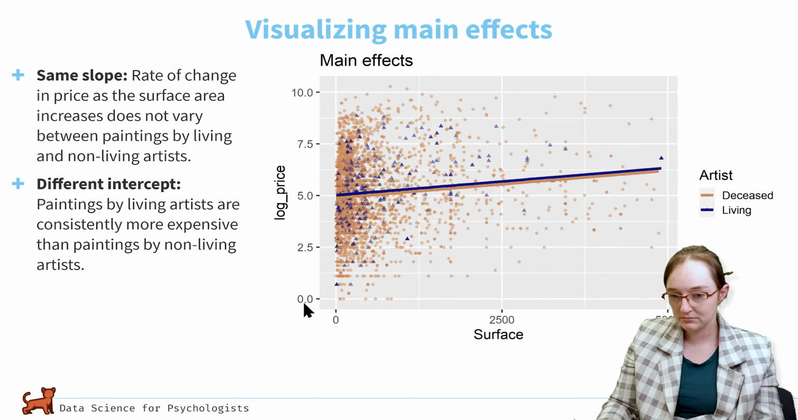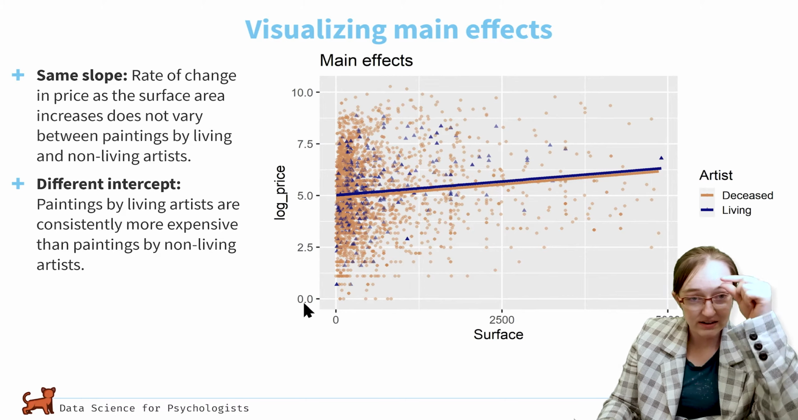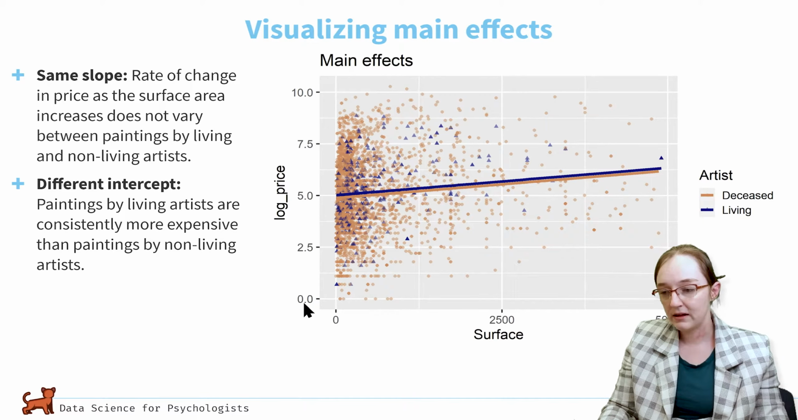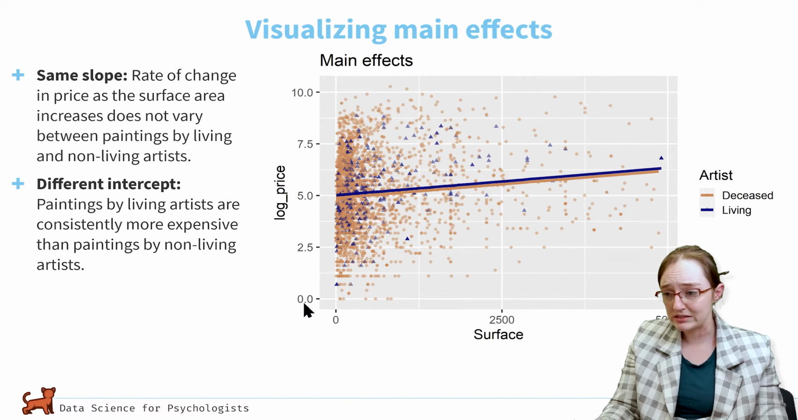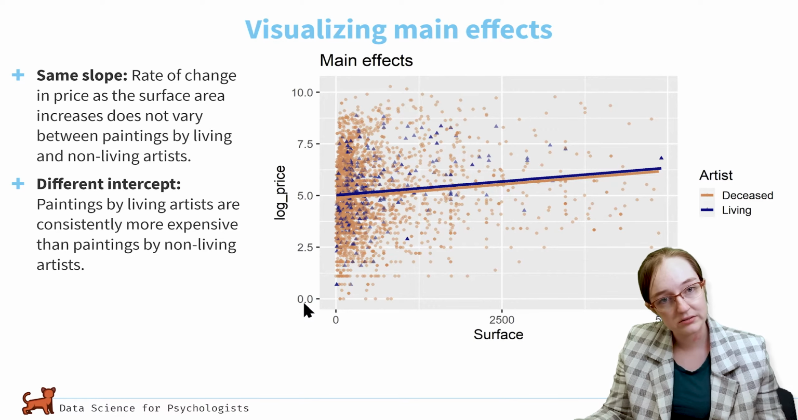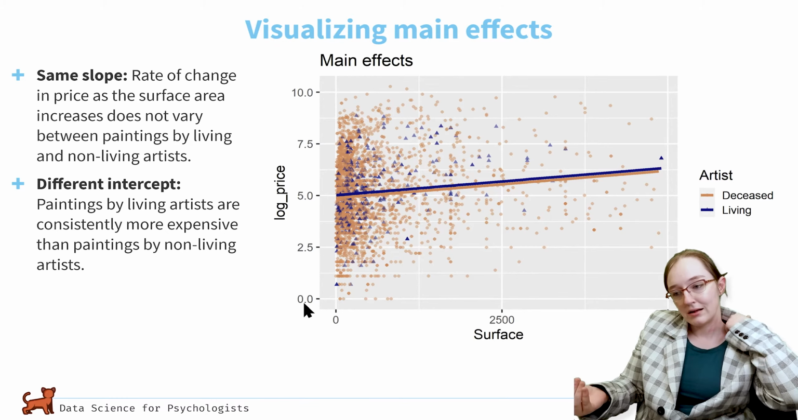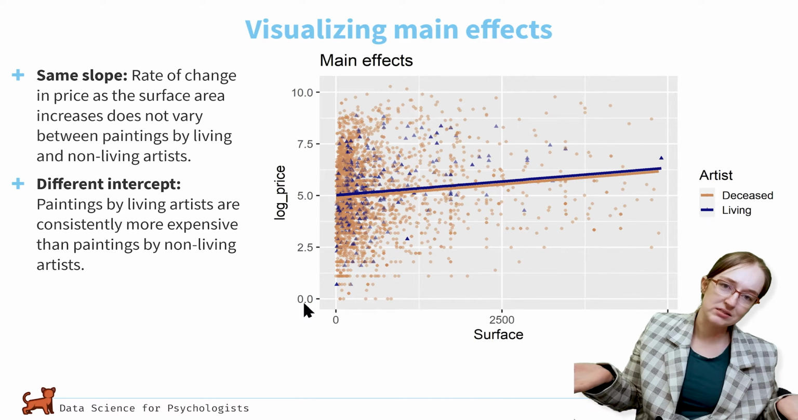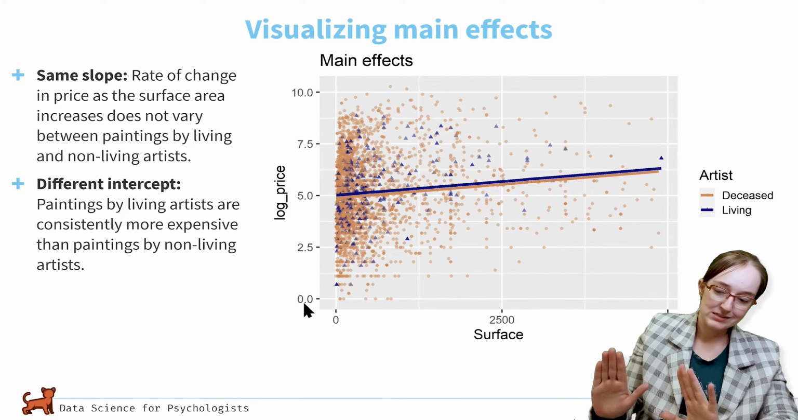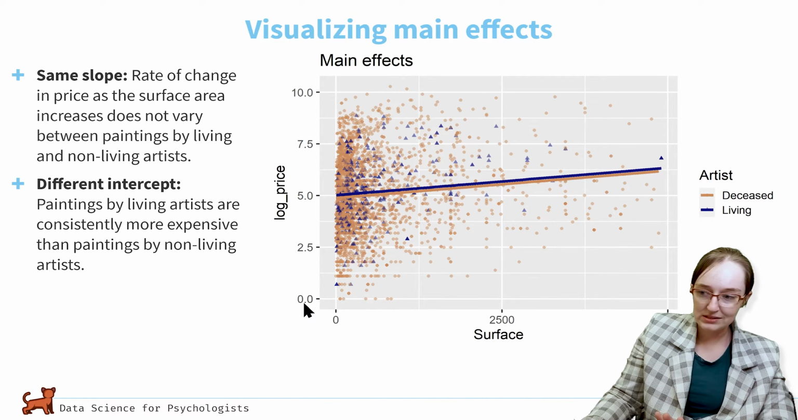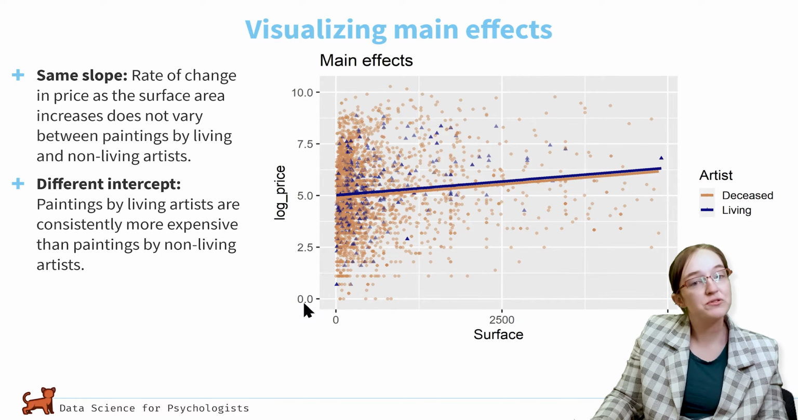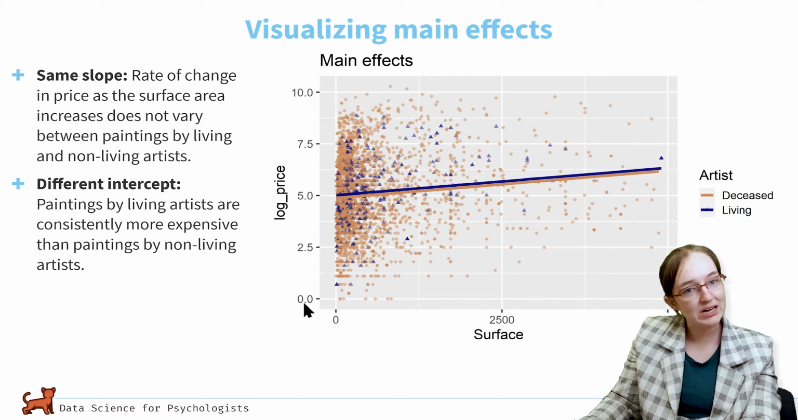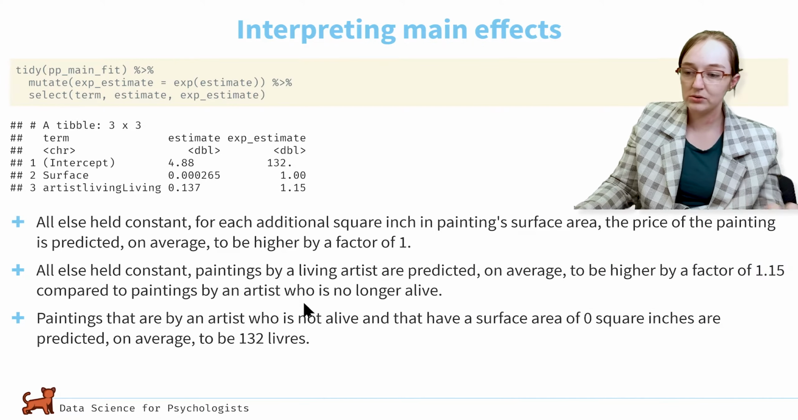So it looks like, very ever so slightly, artists alive are consistently more expensive than dead, which is a little surprising to me. But then again, this is not modern art. This is the French Revolution at times. So let's interpret these things.